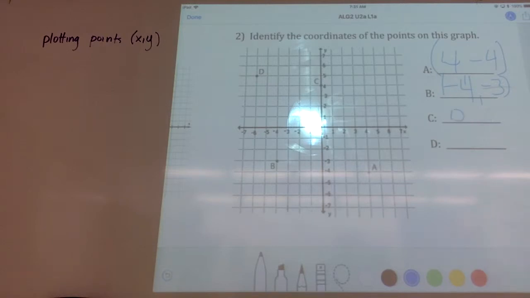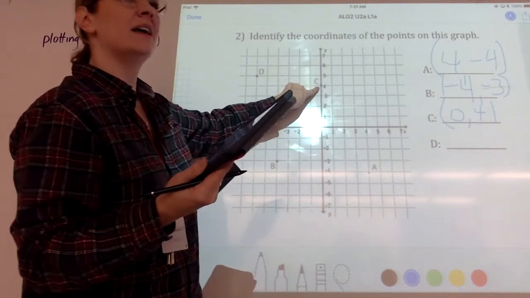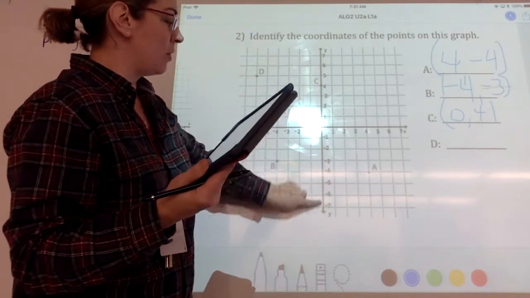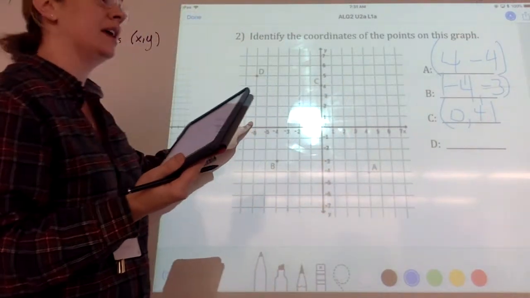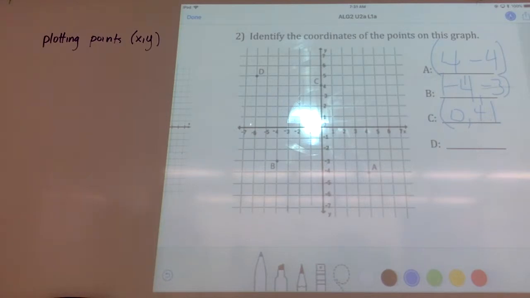Just curiosity, does anybody remember the special name for points that lie on the y-axis? Remember what this is called? A y what? A y, starts with an I, intercepts. Any point that's on the y-axis is a y-intercept. On the x-axis would be x-intercept. We're going to do that in a later lesson, but I just wanted to see if you remember. How about letter D? Letter D, -6, 5. Perfect, -6, 5.